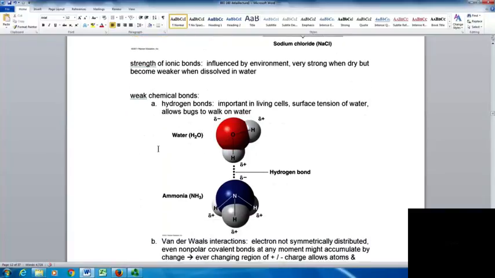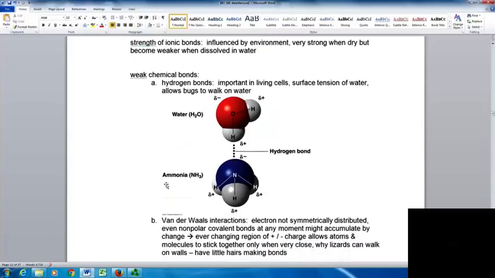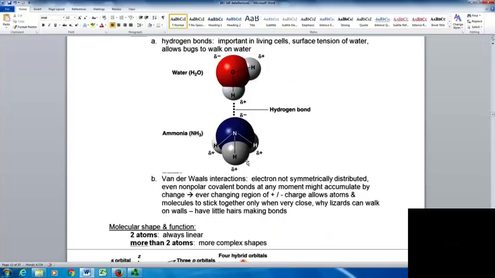So when we look at these weak chemical bonds, the hydrogen bonds are important for living cells. It's going to create the surface tension of water. That's what's going to allow bugs to walk on the water and not break through the surface. If you fill up a glass of water and you can see the bubble form on top of the glass, that again is also the surface tension of water. So this is showing here your partial positive and partial negatives creating the hydrogen bond.